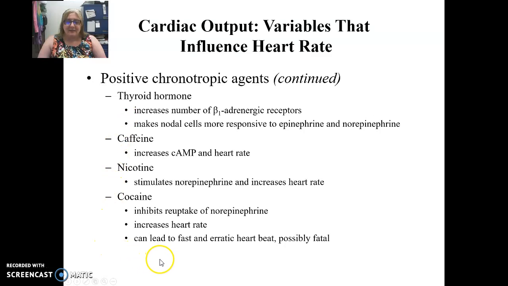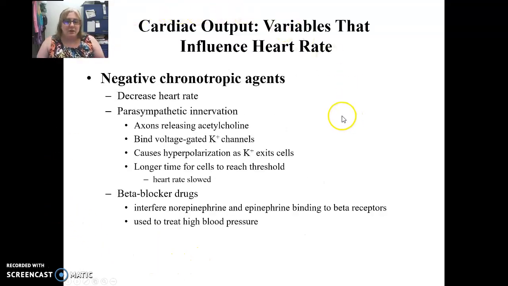So these are a few of the positive chronotropic agents that affect heart rate and increase the heart's activity. A lot of times during sympathetic stimulation, if you're drinking a stimulant, or taking drugs that can be considered stimulating. Negative chronotropic agents are going to slow that heart rate down. So parasympathetic innervation slows the heart rate down. Anything that blocks norepinephrine and epinephrine from binding to the heart is going to slow the heart rate down.